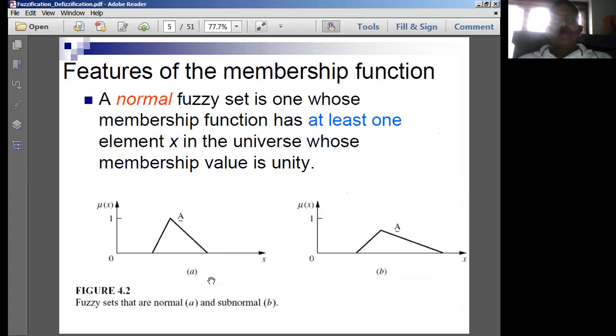Along with this, one more membership function normally holds good. That is called a normal membership function.